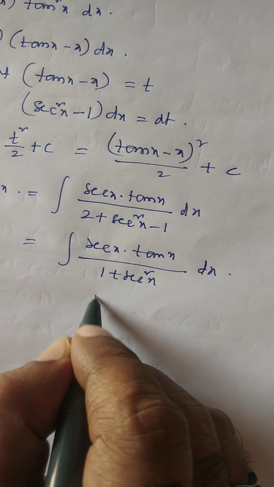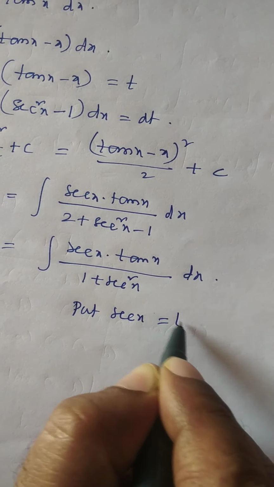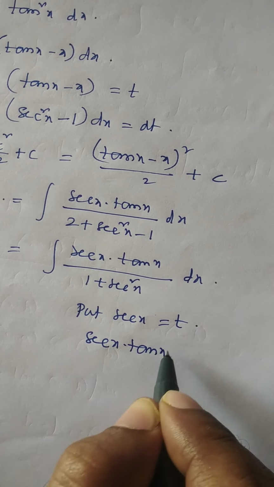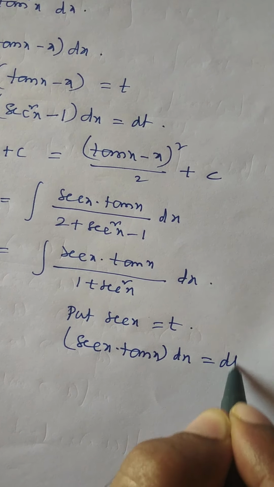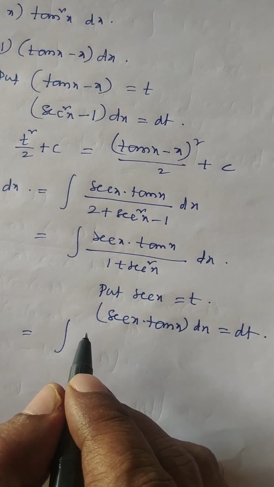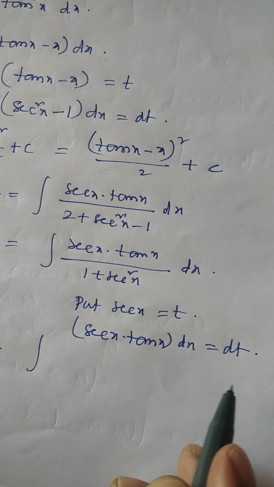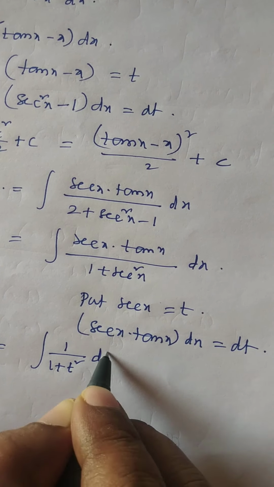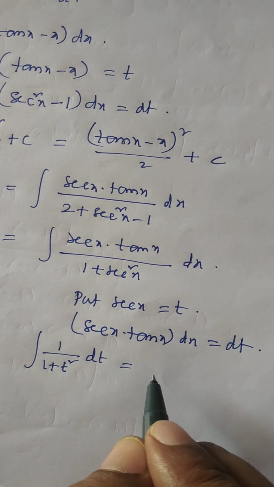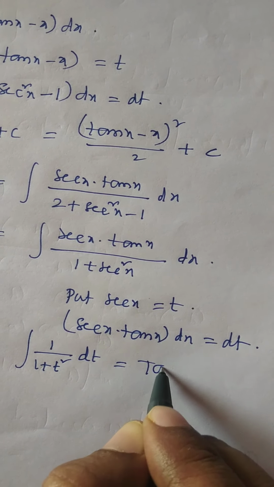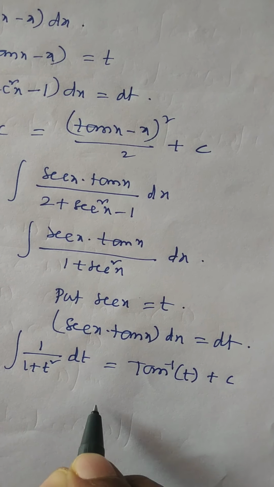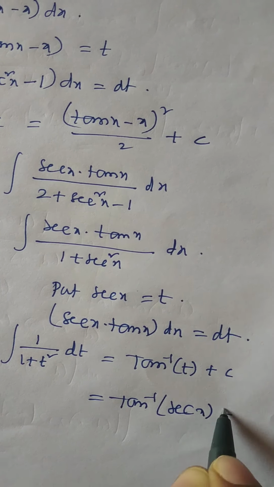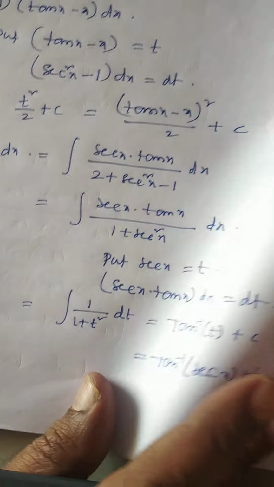So here what we will do is put secant x is equal to t. So what is differentiation of secant x? Secant x into tan x dx is equal to dt. So if you observe, going back to the integration, secant x into tan x dx is equal to dt we got, and 1 by 1 plus t square dt we are going to get. This is nothing but 1 by 1 plus x square dx, which is tan inverse x. So tan inverse of t plus c. So tan inverse of t is what? Secant x. So tan inverse of secant x plus c we got. Okay.